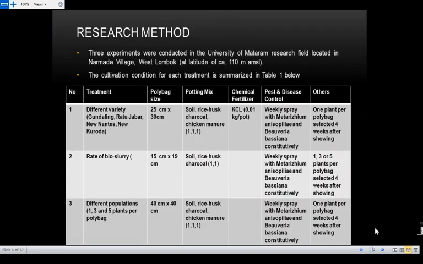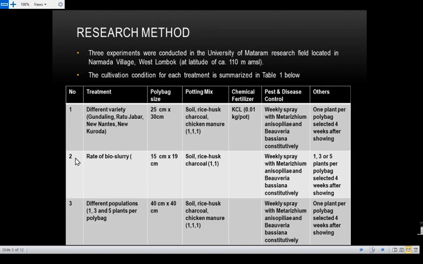The research method. Three experiments were conducted in the University of Mataram research field located in Narmada village, West Lombok, at an altitude of about 110 meters above mean sea level. The cultivation condition for each treatment is summarized in table 1 below. As can be seen from table 1, the first experiment is evaluating different varieties, designated as Gundaling, Ratu Jabar, New Nantes, and New Kuroda variety.